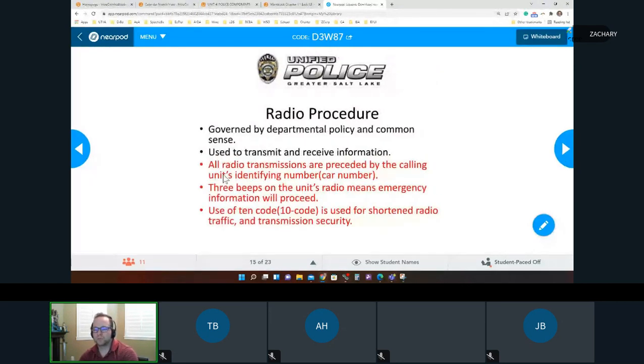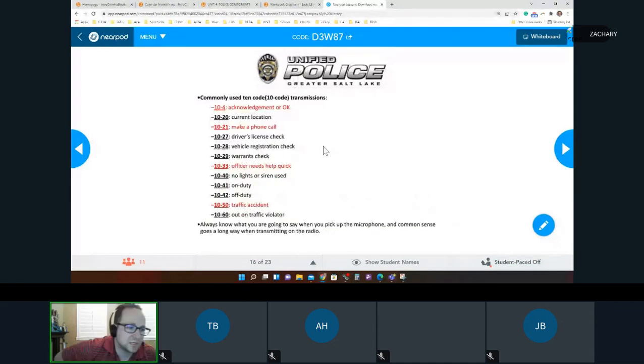Radio procedure. So you always see them on the radio. All radio transmissions are preceded by the calling unit's identifying number, so their car number. Three beeps on the unit radio means emergency information will proceed. The use of 10 codes is for shortened radio traffic and transmission security. And here are your 10 codes that you will see, okay? 10-4 is acknowledgement or okay.